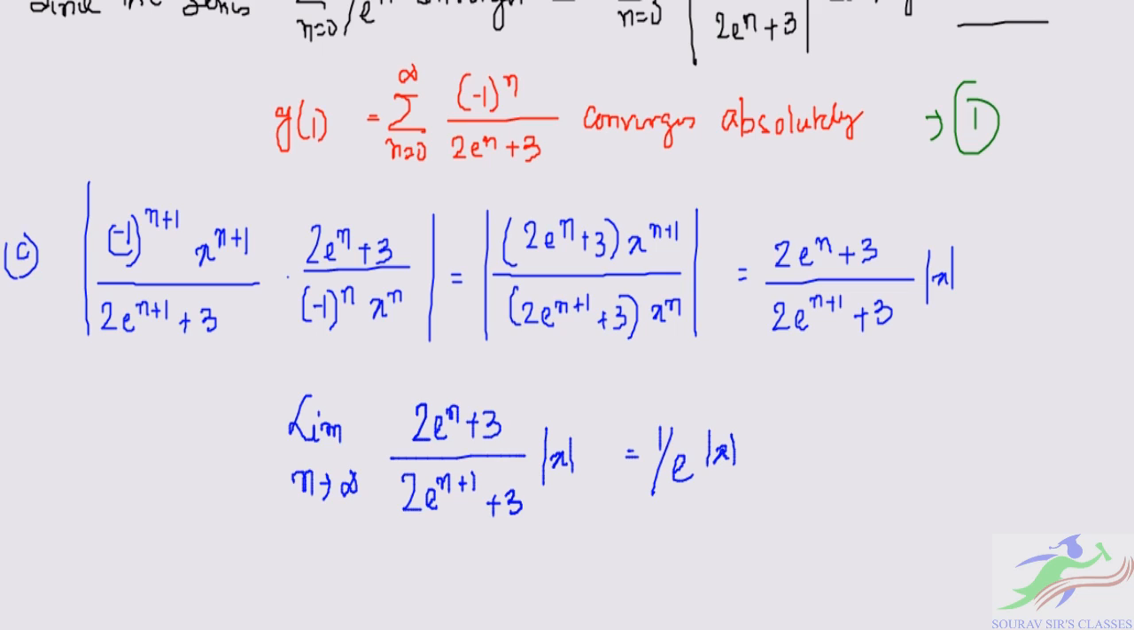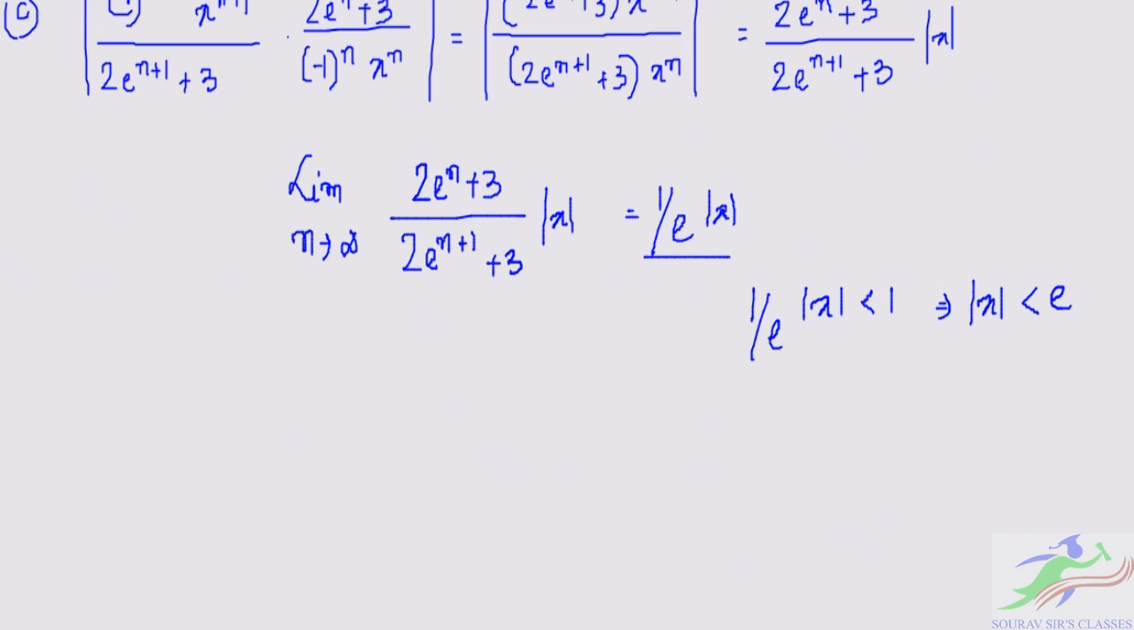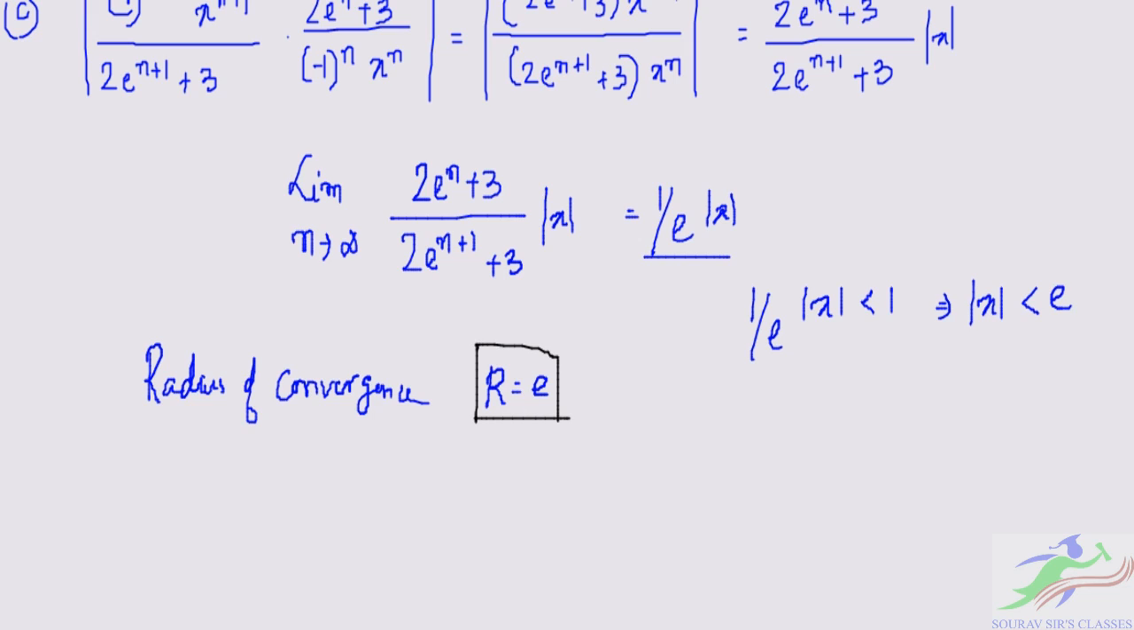So from here you can see that this 1 by e mod x must be less than 1. So in our case the mod of x will be less than e. So the radius of convergence you can easily find, in this case it will be r equal to e. So this is our answer.